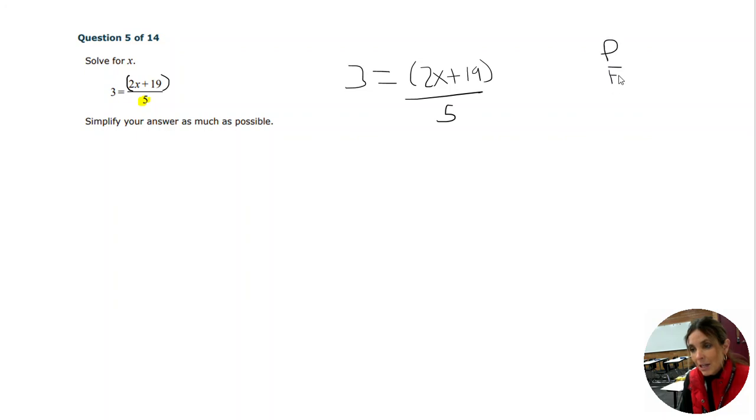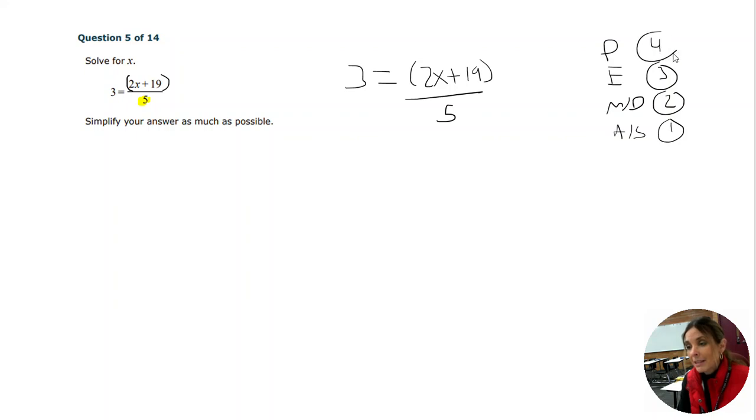Remember, when we're solving, we follow the reverse order of operations, right? So we get rid of addition, subtraction, then multiplication, division, then exponents, and then the last thing we take care of is anything that's in a group. Okay, so we're going to multiply by 5. So this divided by 5 and multiply by 5, that cancels to a 1.